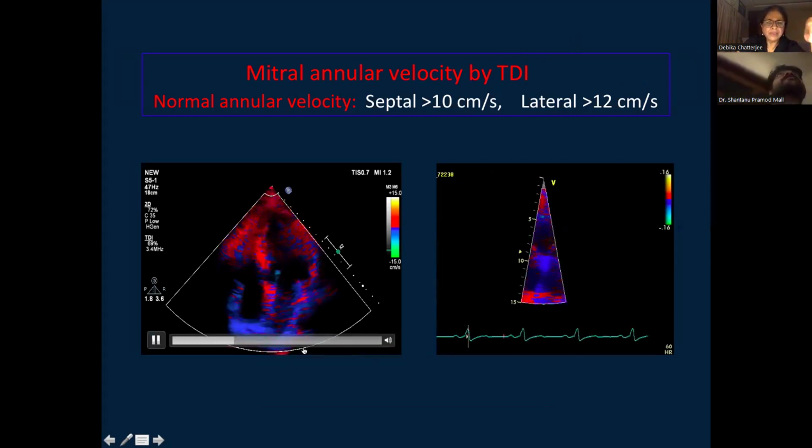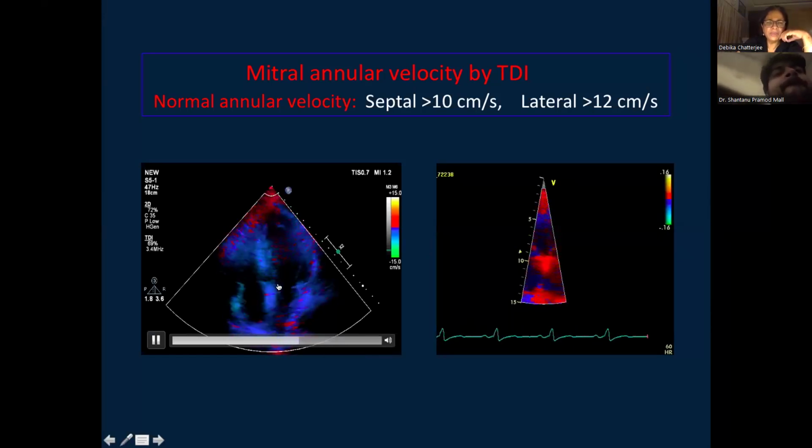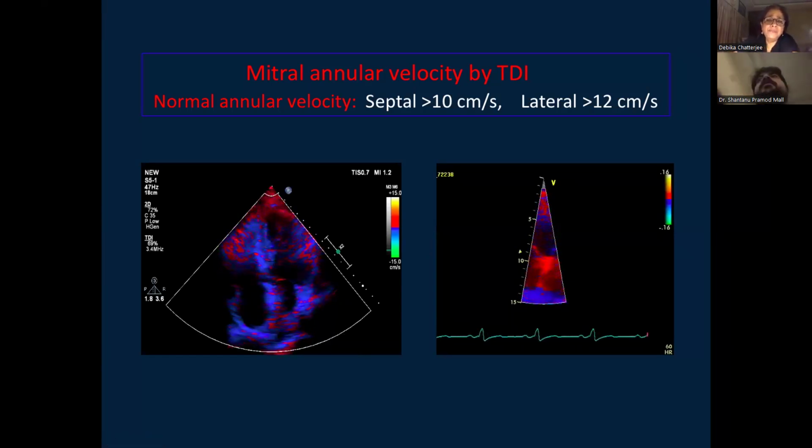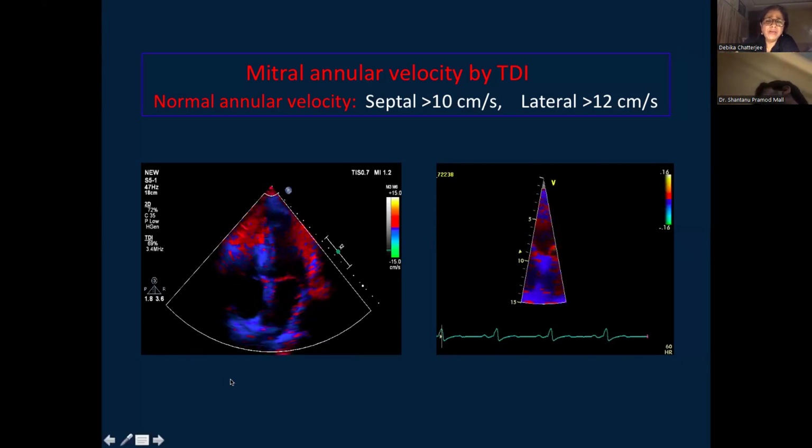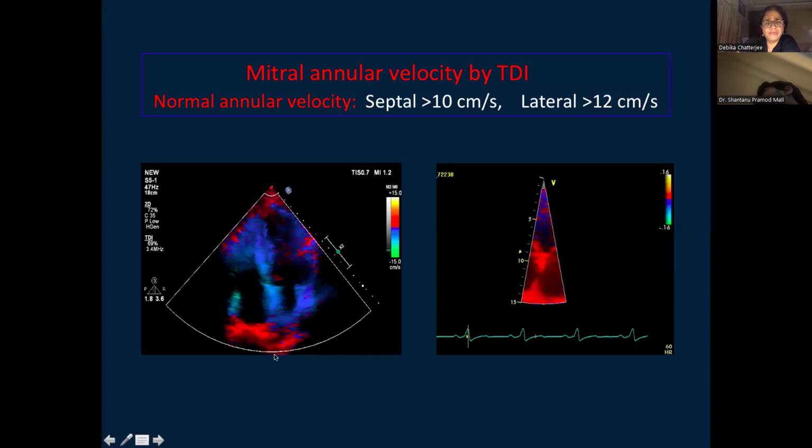We switch on a button, it colorizes the tissues. You see the myocardium, the leaflets, the annuli, the interventricular septum, interatrial septum, all are colorized with red and blue color. So it has colorized the tissues. Now for diastolic dysfunction assessment, we will measure the mitral annular velocity.